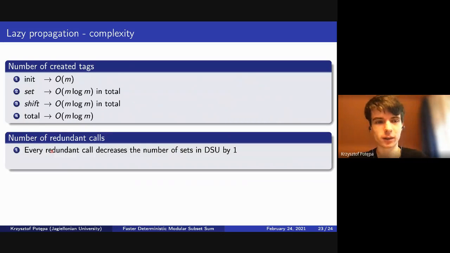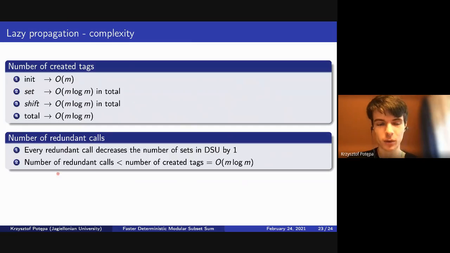Now, if we look at the redundant calls, then as I said before, every redundant call joins two sets in DSU. So it means that it decreases the number of sets in DSU by 1. So it means that number of redundant calls cannot be greater than number of created tags, and this is m log m. So we see that LCP amortizes to m log m.